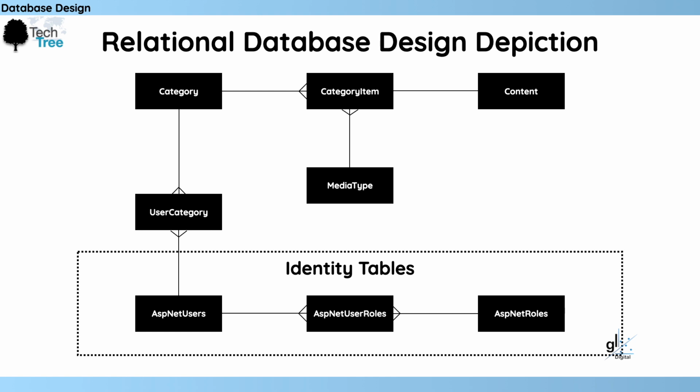The effect I'm referring to is when a user deletes an item from an entity that has related items in another entity. Items or rows from a related entity are automatically deleted. For example, when we delete a category item, all related content is automatically deleted from the database. And when we delete a category, all related category items, including associated content, will automatically be deleted.